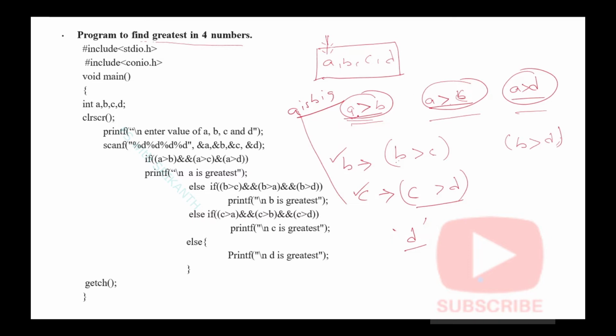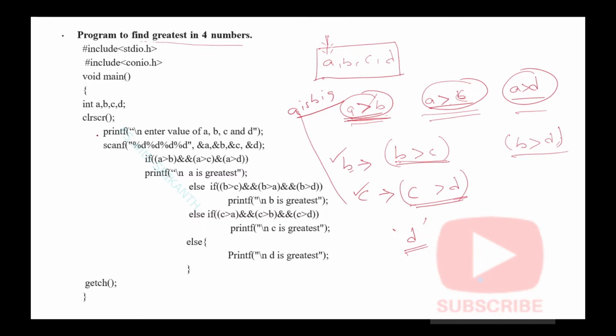If it's true, then A is big. Already we compared A and B, so we ignore that and directly compare B with C and B with D. If these two conditions are true, B is big. Suppose B is also not big, then automatically we jump to C. A is already compared with C and B is also compared with C. There is one exception: C is compared with D. If here also it's not true, then automatically D will be true.